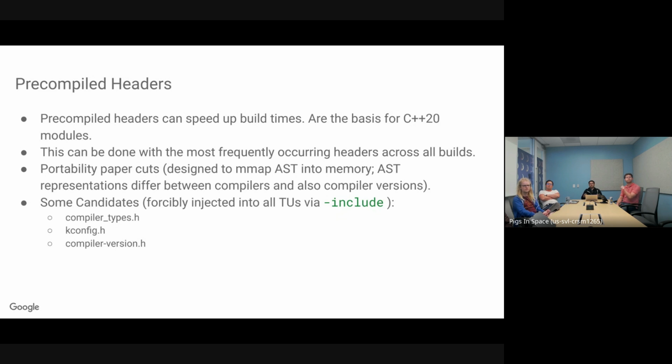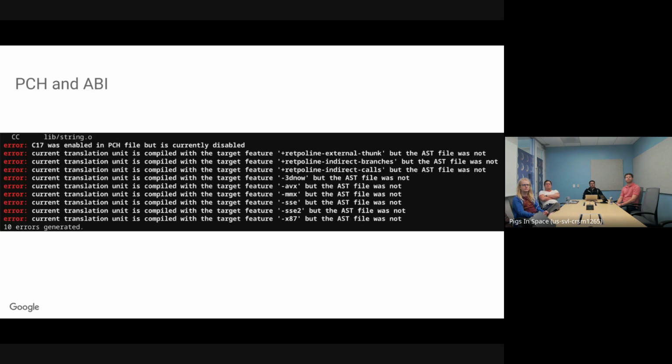And the reasoning we had was, if we manage to prevent the need to lex and parse these, since they're used everywhere, there should be some good speed benefits. And we ran into some problems when doing this.